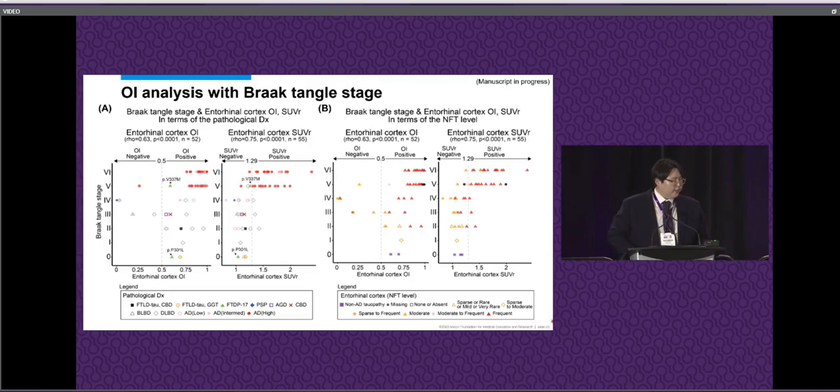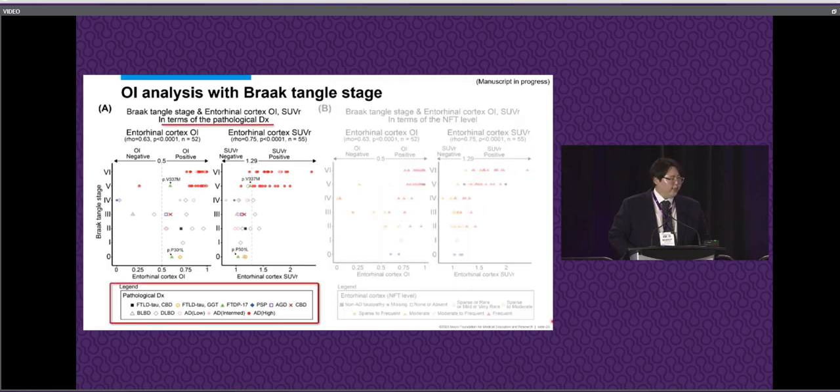So these are the results of OI analysis with Braak tangle stage in terms of neuropathological diagnosis and neurofibrillary tangle level. Overlap index and SUVR were derived from the insular cortex. A is showing OI and SUVR data by Braak tangle stage in terms of pathological diagnosis group.